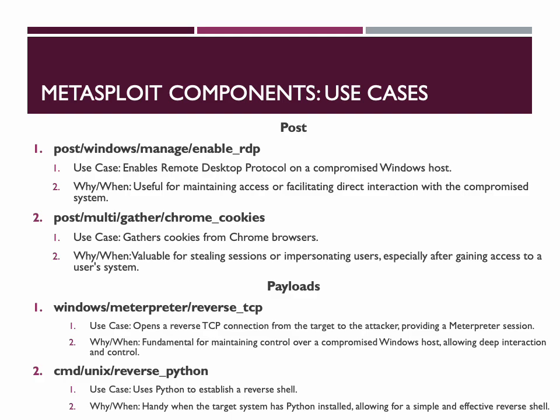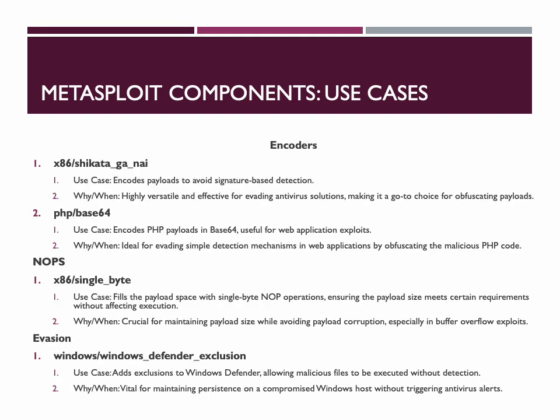Then on the other hand, on Unix, you've got something like reverse Python, where it uses Python to establish a reverse shell. It's handy when the target system has Python installed, allowing for a simple and effective reverse shell. Again, these are different types of payloads. And of course, encoders. Here's an encoder called Shikata Ga Nai. It encodes payloads to avoid signature-based detection. So it's again trying to bypass the system.